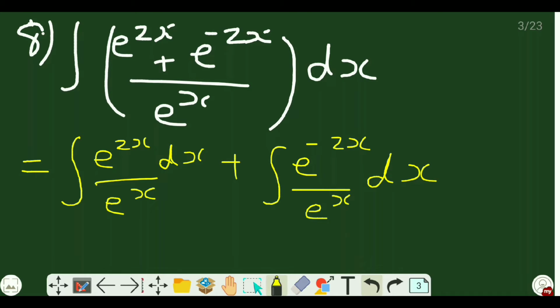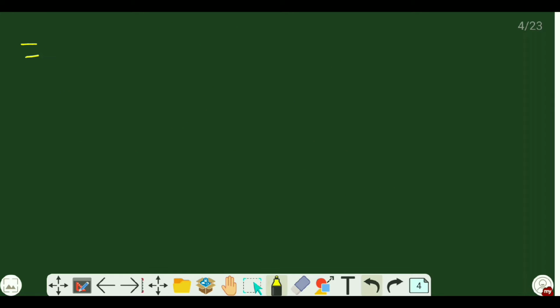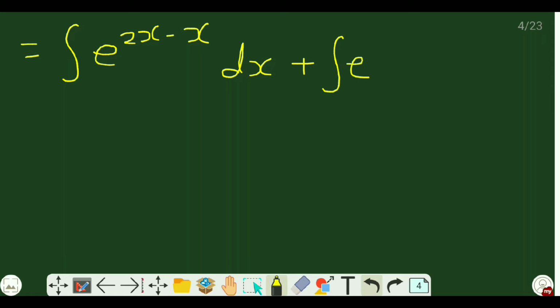In the next step, we bring the two terms together. When we bring e raised to x into the numerator, it becomes e raised to minus x, and thus we can combine the two terms and write e raised to 2x minus x. The same thing can be done for the second term as well. So, it becomes the integral of e raised to 2x minus x dx plus again the integral of e raised to minus 2x minus x.